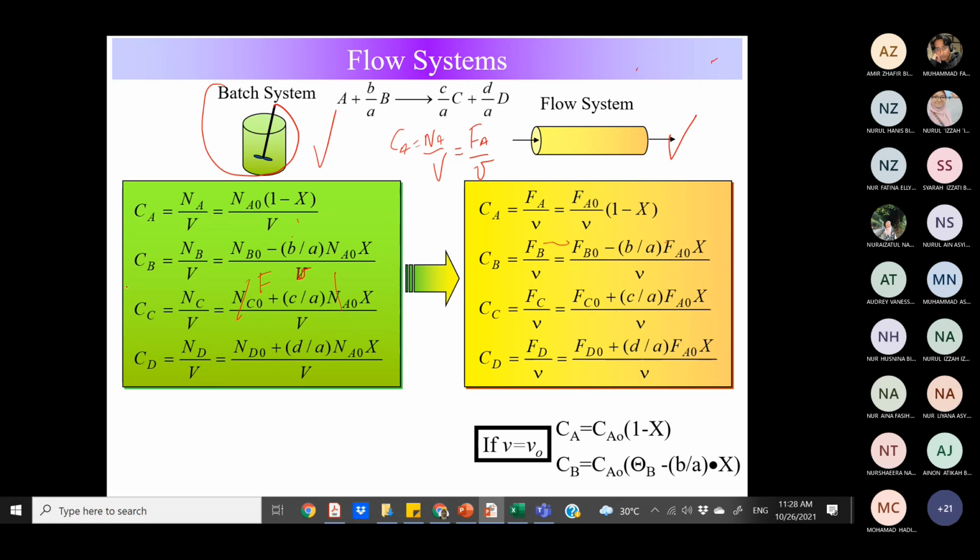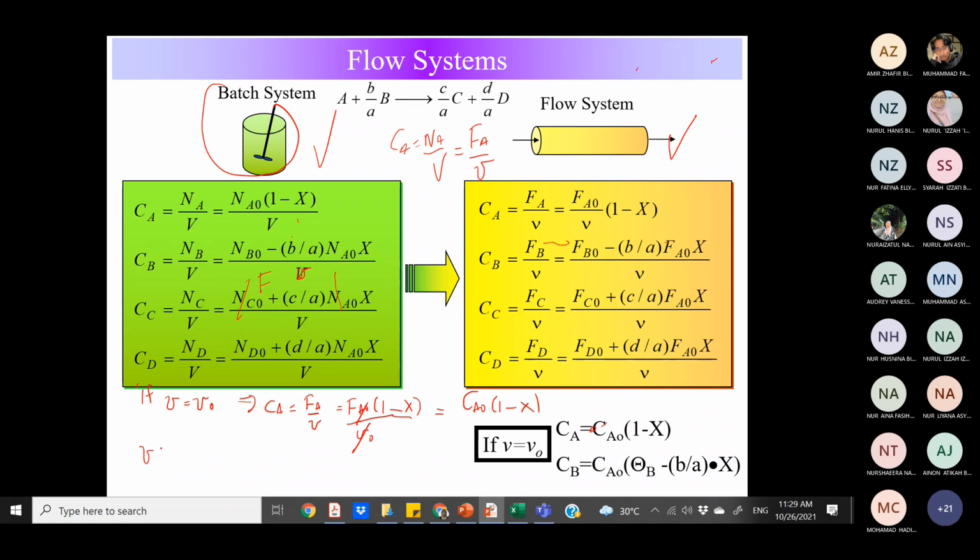Okay, so let's say kita ada if, alright, V is equals to V naught. Okay, kenapa kita dapat ini balik? Okay, mai I cerita. So sekarang if V, volumetric ni adalah constant, CA is equal to FA over V. Alright, so equals to FA naught, alright, over V naught, 1 minus X. So automatically this one kita ada cancel kan? So kita boleh dapat CA0 1 minus X. Okay, itu untuk case kalau volumetric flow rate dia sama.